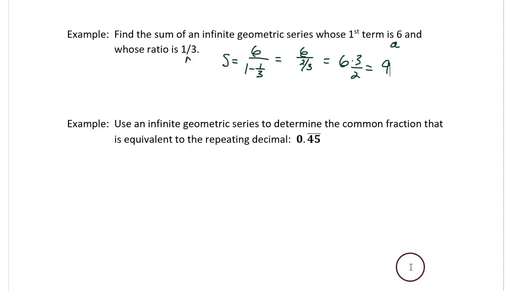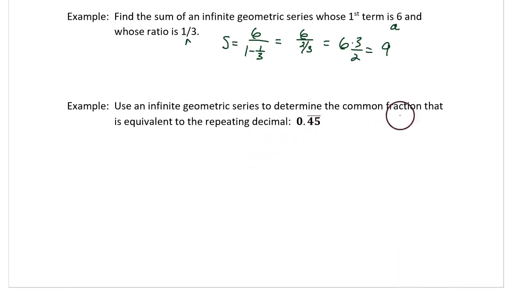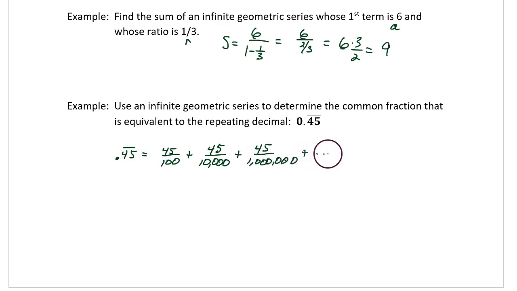Next example, use an infinite geometric series to determine the common fraction equivalent to this repeating decimal. So if you have 0.45, 45, 45, 45, and so on, what common fraction is equal to that? Here's the idea. 0.45 repeating is equal to 45 1/100ths plus 45 10,000ths plus 45 over 1,000,000, and so on.